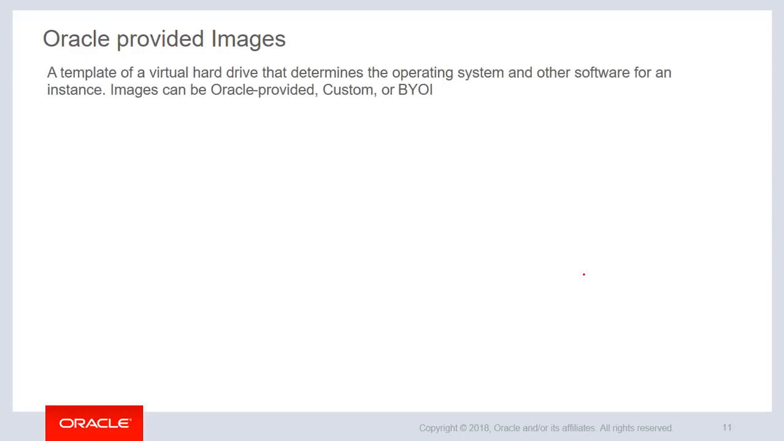Now we just looked at the various shapes possible for both bare metal and VMs, AMD EPYC, GPUs, etc. Let's look at some other characteristics of the compute service. So the first thing is we have this thing called an image. An image is a template of a virtual hard drive that determines the operating system and other software for an instance. Images can be Oracle provided, custom images, or you can also bring in your own image.